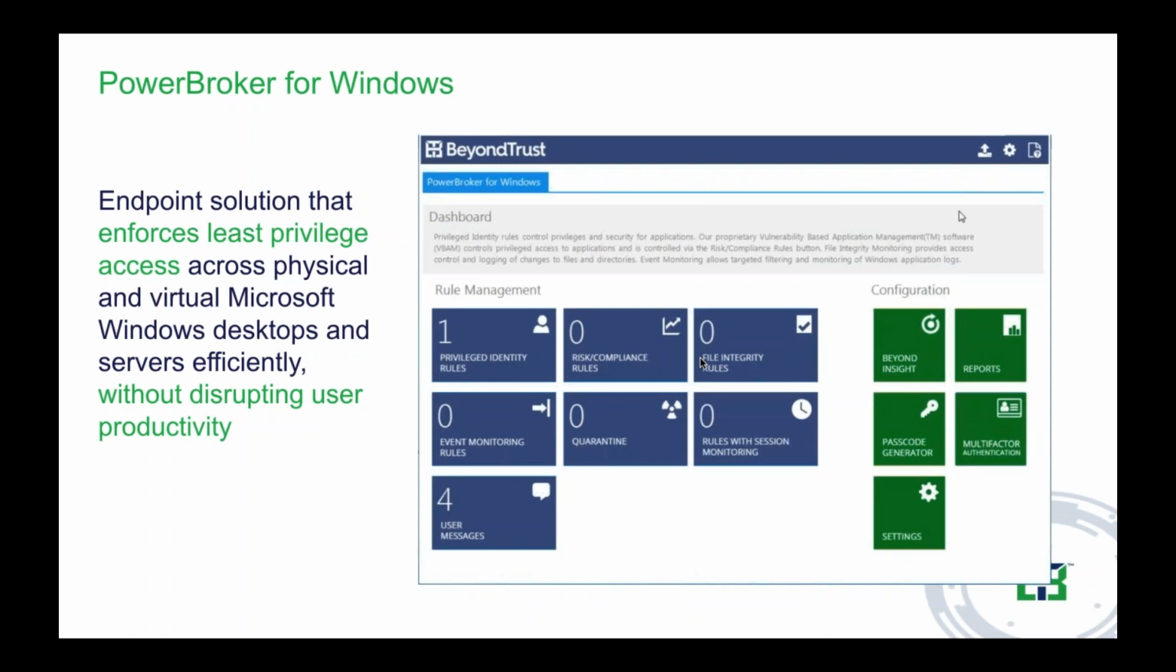Ultimately, it's there to reduce the risk of privilege misuse on physical and virtual Microsoft Windows servers and desktops. By this we mean you remove the administrative rights from end users and you enforce least privilege policies, which enables you to then elevate certain applications, tasks or processes from an end user's perspective. The screenshot we're looking at here is just a quick view of the management dashboard. We won't go into this too much, but it's very simple, very easy to use and very easy to manage.